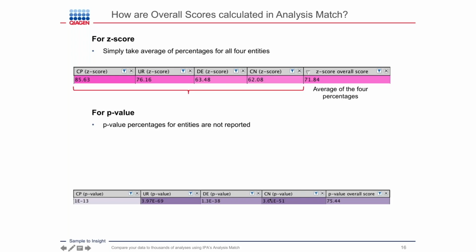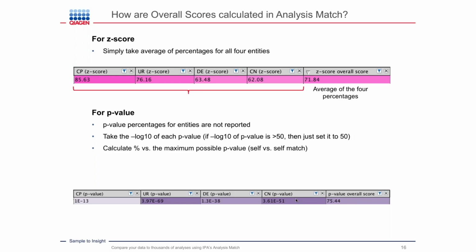You might notice in this little screenshot here, though, that the actual p-values for each individual entity is not reported. Instead, the actual p-value is reported, but the percentage is not reported. The reason we decided to do this is because the percentages turned out to be harder to interpret. Now, to get that overall p-value, we take the negative log of the p-value for each entity, and the maximum value we used was 50. So if you have a negative log of a p-value that's greater than 50, it's just set to 50. And then we normalize each of the p-values against a perfect match to get the percentages for each entity. And like the z-score, we just take the average for all four entities.